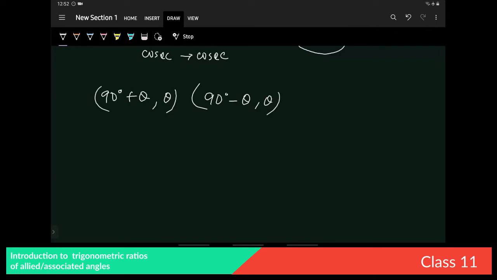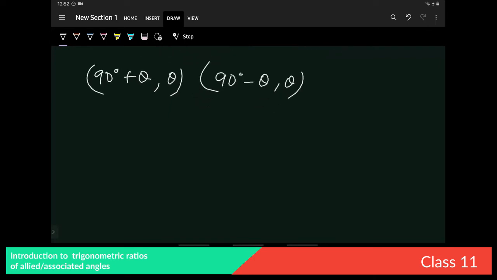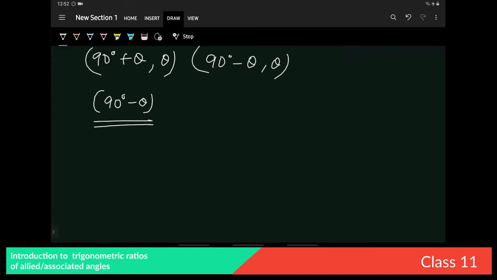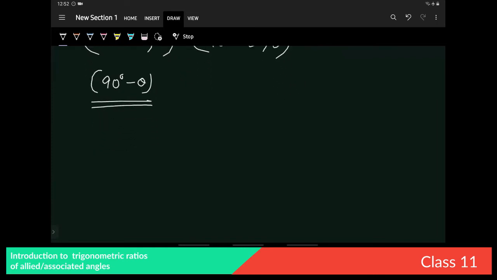So let's first talk about the first associated angle. This is 90 degree minus theta. I will talk first about this one, and I will discuss all the trigonometric ratios of this angle.